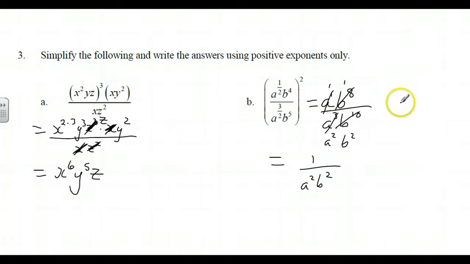Okay, you can also, of course, do this. So it would be a to the 1 minus 3, b to the 8 minus 10, which is a to the negative 2, b to the negative 2, which is 1 over a squared, b squared.